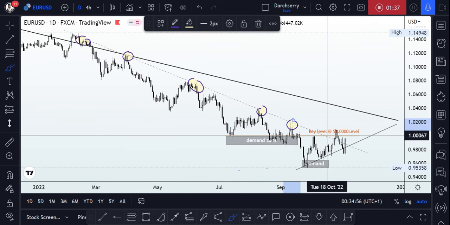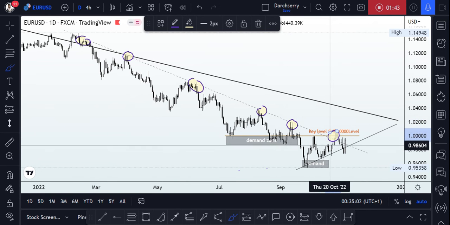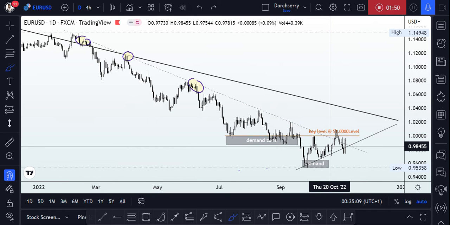However, during the course of the trading session two weeks ago, we saw a significant breakout of that structure, which was immediately followed by a bearish momentum, which took price right back to the downside.